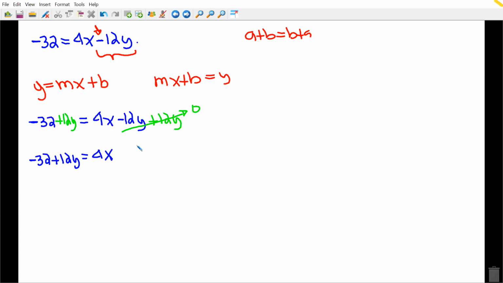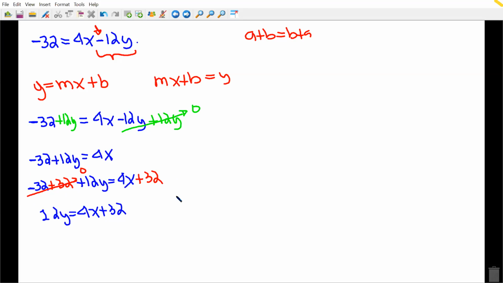Because this is a two-step process. What you're going to be doing now is, negative 32, you're going to be adding a 32, right? Plus 12y equals 4x. And what you do on one side, you do it on the other, right? Now, negative 32 plus 32, the answer is going to be 0. So now you will have 12y equals 4x plus 32, right?